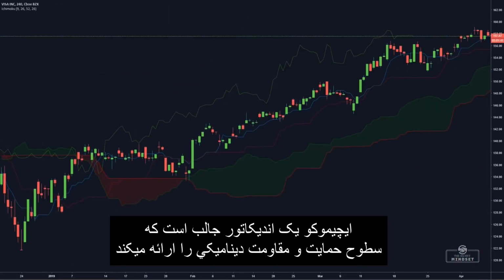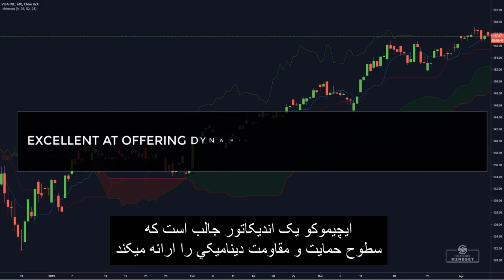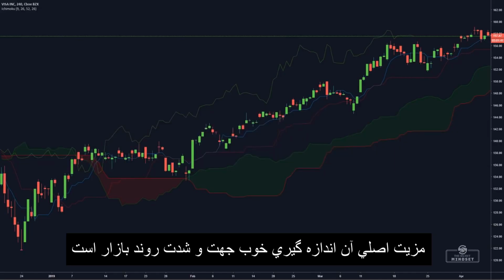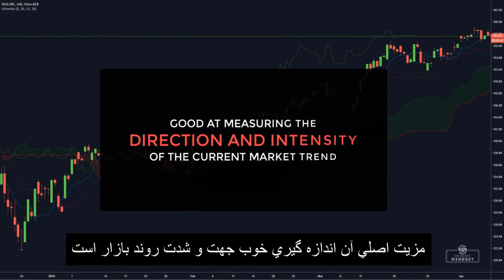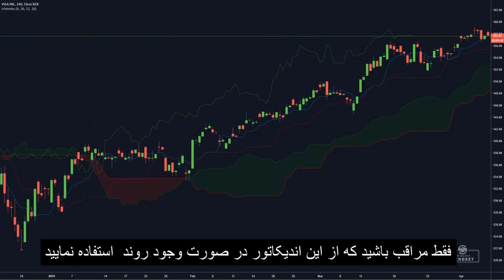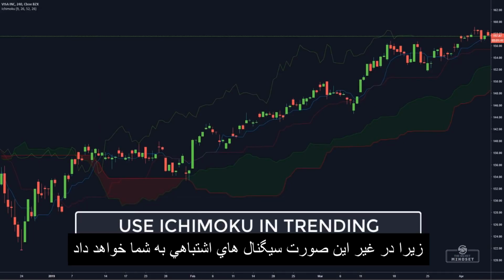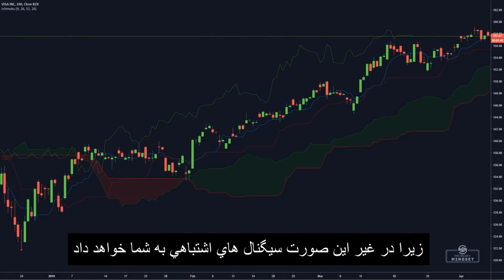All in all, the Ichimoku is an interesting indicator, excellent at offering dynamic support and resistance levels. Its main advantage is that it's good at measuring the direction and intensity of the current market trend. Just be careful and use it in trending conditions, because during non-trending markets it will offer a lot of false signals.